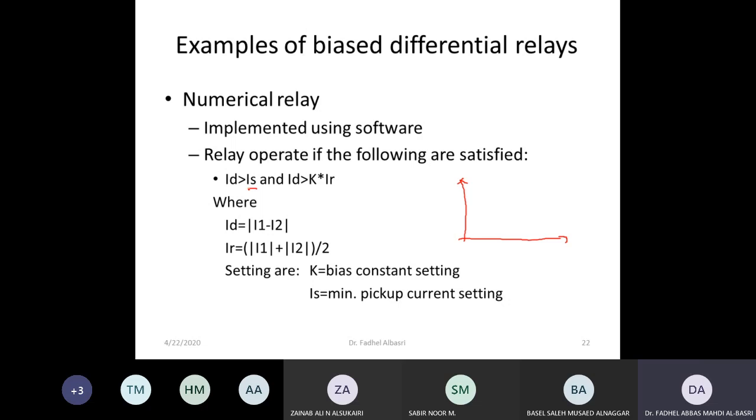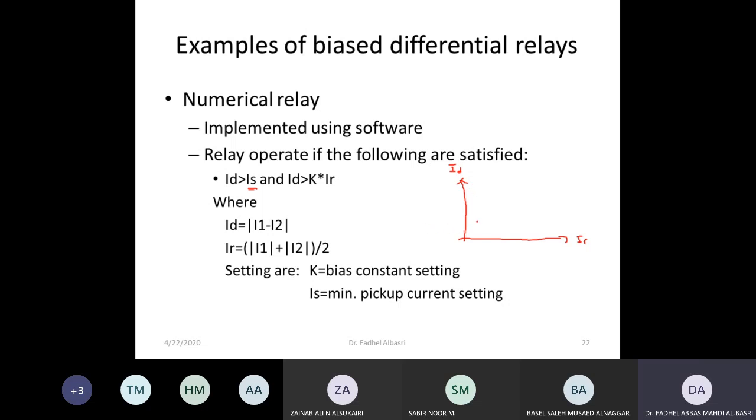The first setting is a minimum current pickup setting, which is in the y-axis. This is the differential current, and the x-axis is the restraint current. And the restraint current, as it increases, will restrain the relay from operation. And the ID, the differential current, is the operating quantity. As it increases, the relay tends to operate.